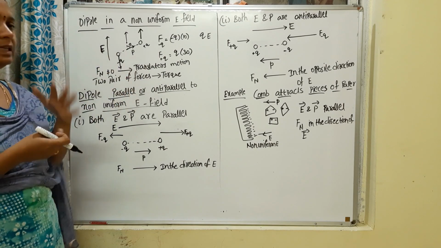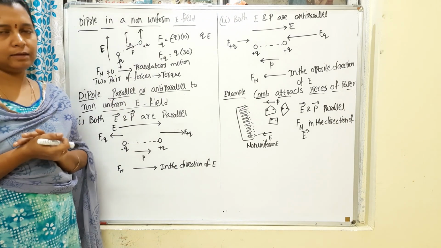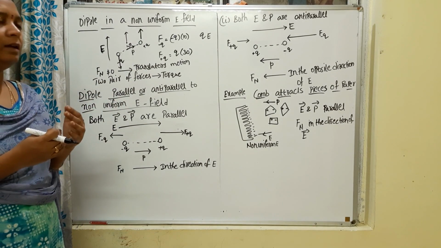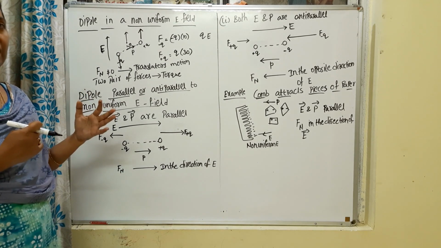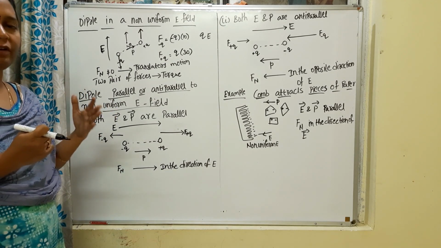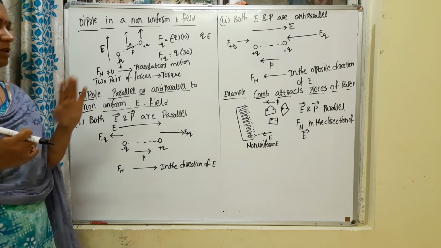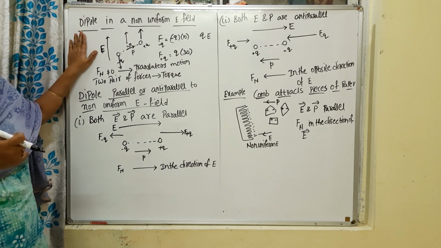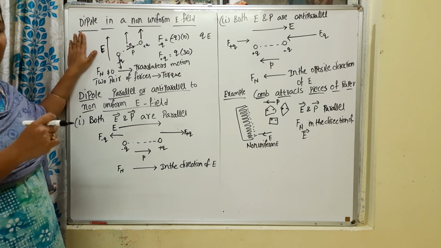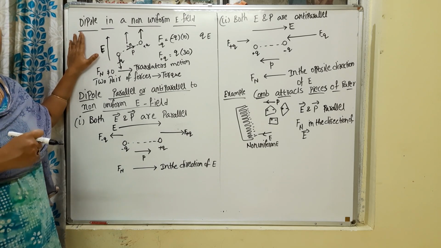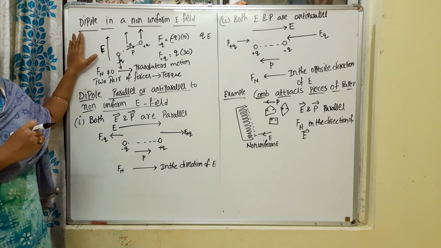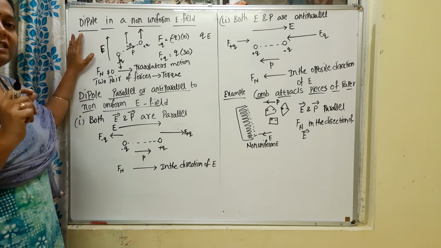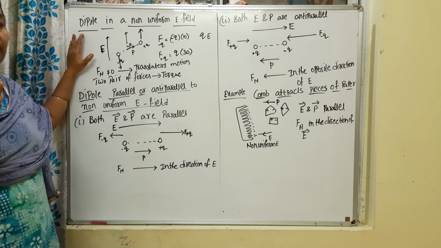So this is a complex way to understand. Let us consider a simple case. Yes, we have a non-uniform electric field, but if the electric field and the direction of the dipole are parallel to each other, we are not going to discuss the general case. We are going to discuss a simple case where the electric field and direction of the dipole are parallel or anti-parallel to each other. But remember, the electric field is not uniform.